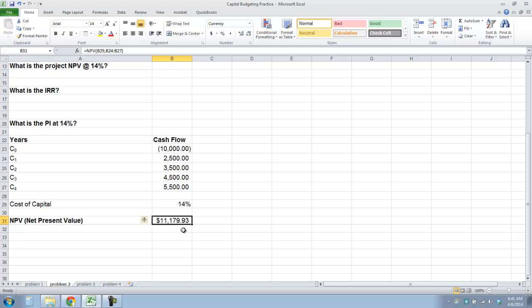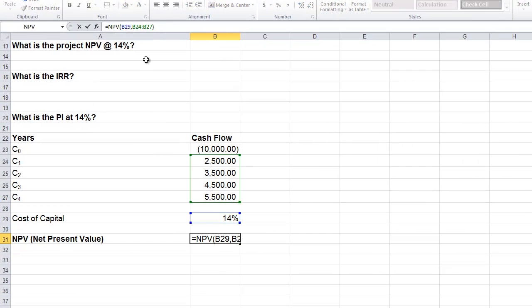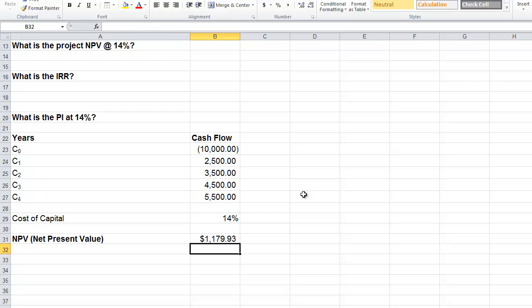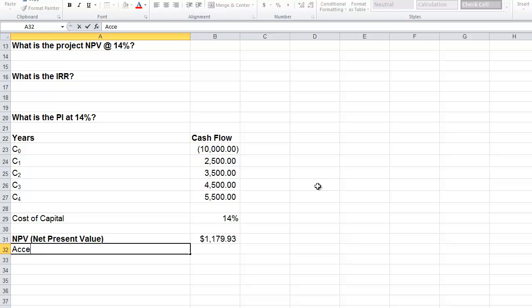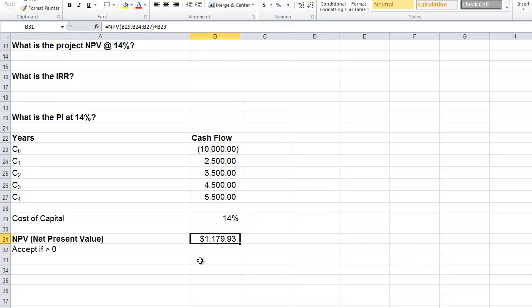I'm not done yet. This gives me the net present value of all the inflows. I have to go ahead and add the fact that I spent $10,000 into this, because it's already in negative one. So my net present value for this project is $1,179. We want to accept if it's greater than zero, so we will accept this project.